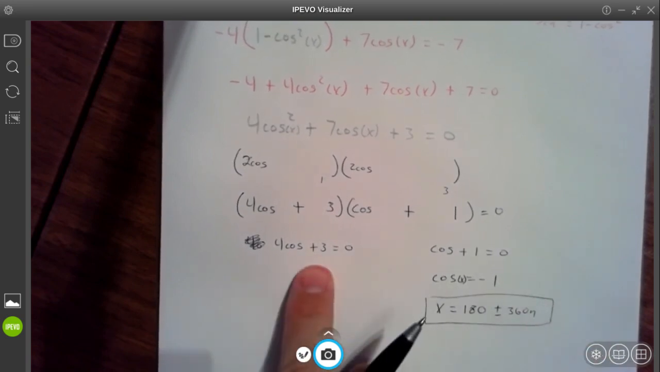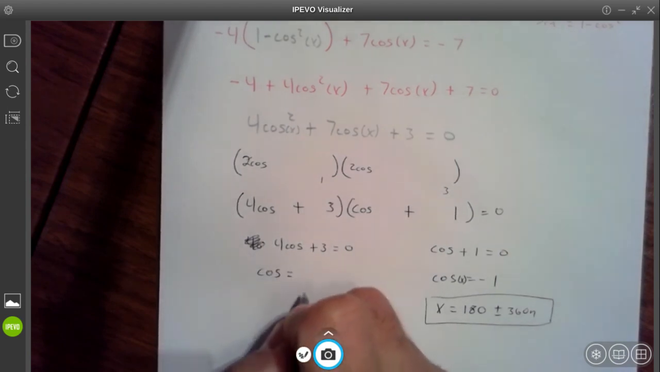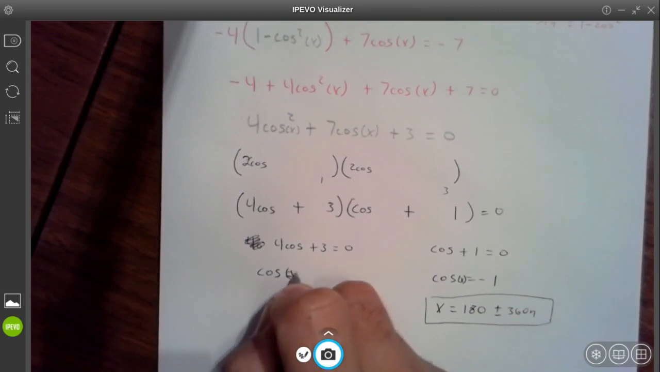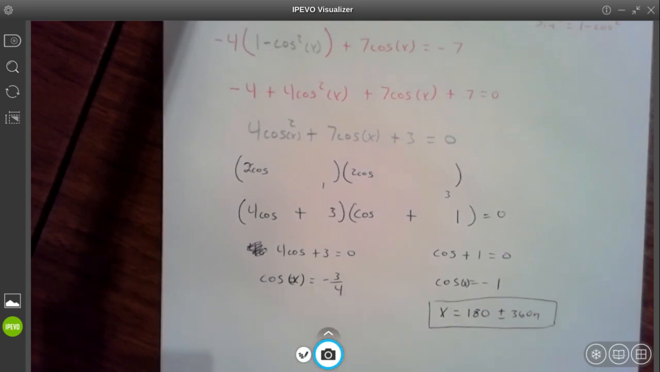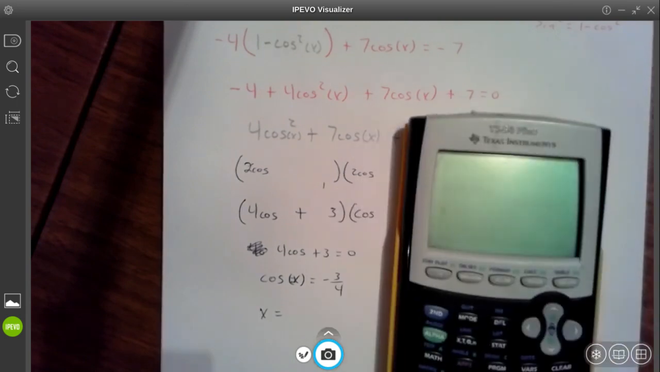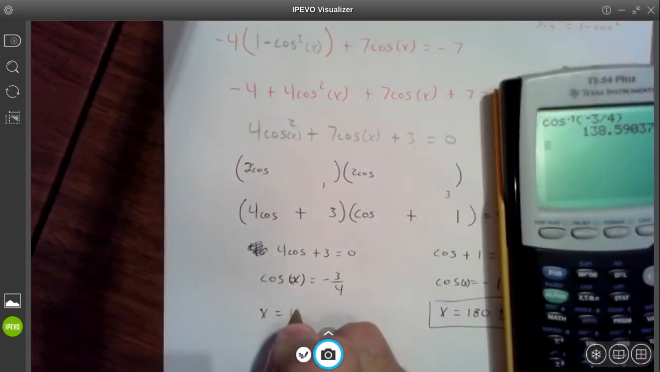Okay, this one over here is not going to have nice solutions. We're going to get cosine of x equals -3/4. And so we're going to have to use our inverse cosine here to get the solutions. Oh, -3/4, isn't it? All right, there's one of them. 138.6, plus or minus 360n.